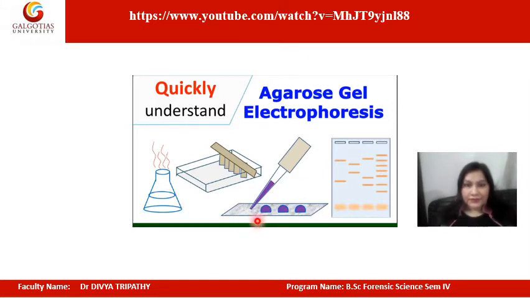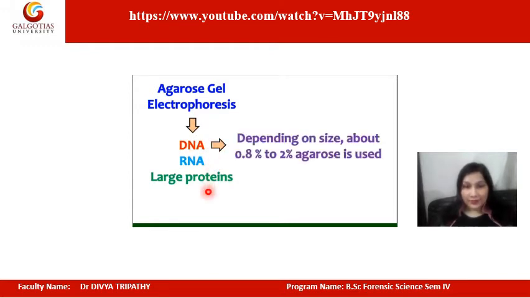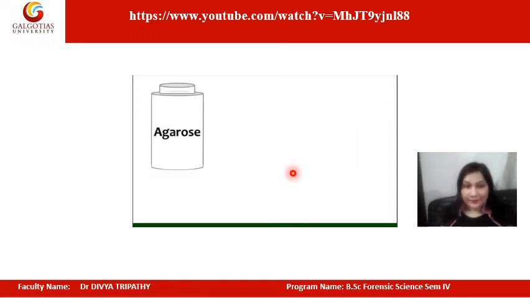This is a gel plate, and using a micro syringe we are filling the wells already made by the comb. Agarose gel electrophoresis is used to separate large biomolecules like DNA, RNA and large proteins, and this electrophoresis is based on size. About 0.8 to 2% agarose is used as the gel medium. You can see here this is agarose.